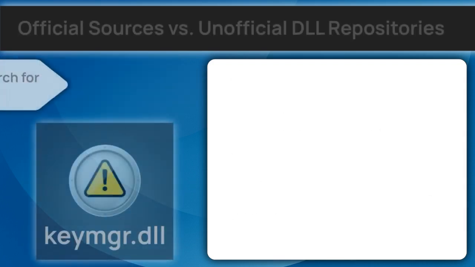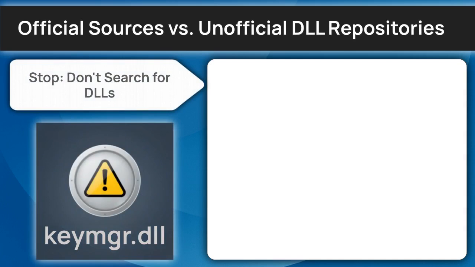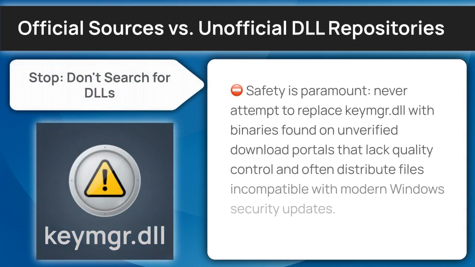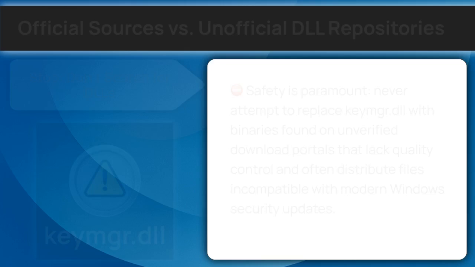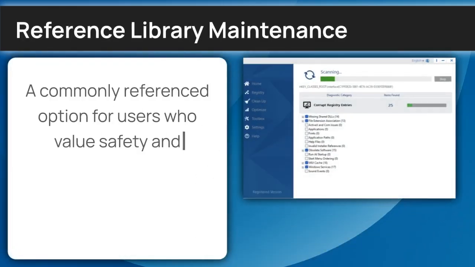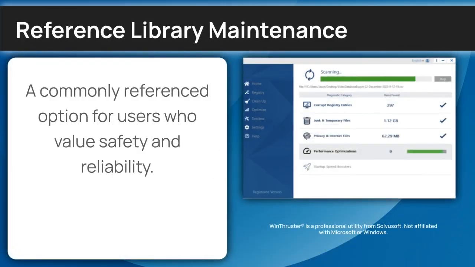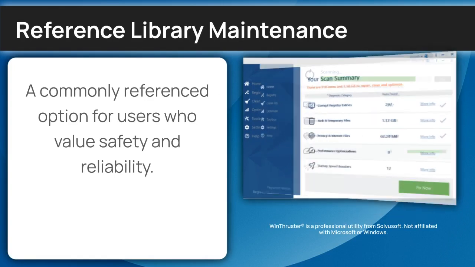Before you wrap up the repair, let's ensure you're following the safest path for your system. Manual intervention with Keymgr DLL is dangerous because it can overwrite newer, secure versions of the file with older, vulnerable ones. Using a professional maintenance utility is a proactive step toward keeping your system state healthy and your software synchronized.